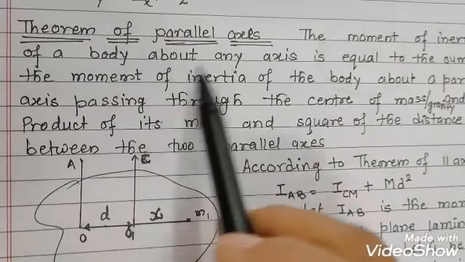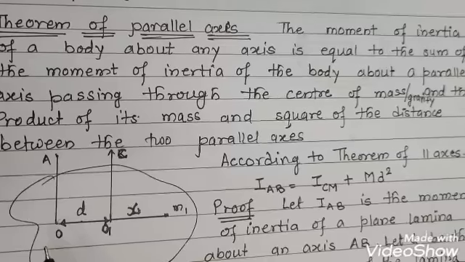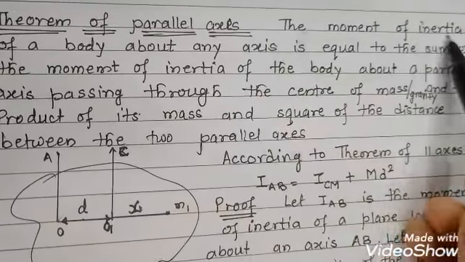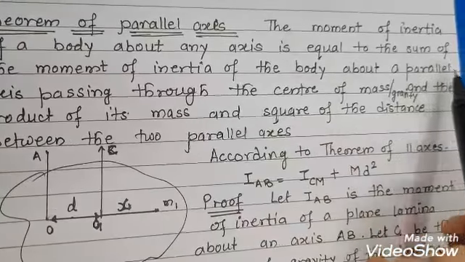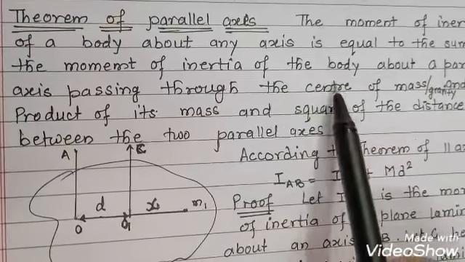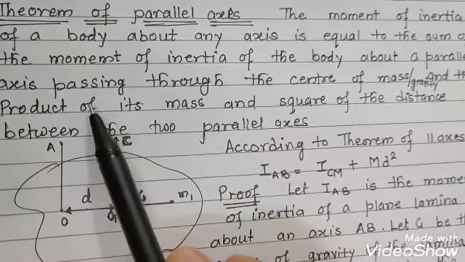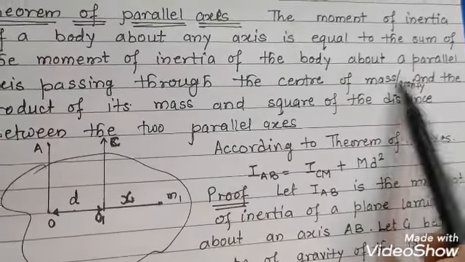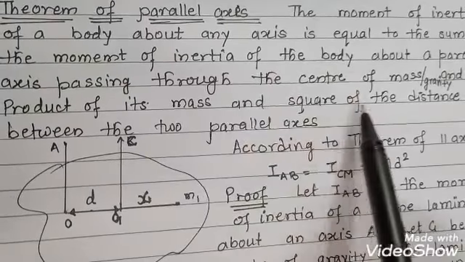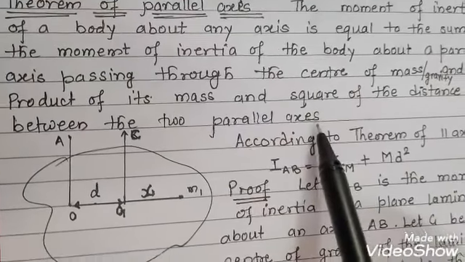Now, the theorem of parallel axis. We'll see the statement first. The moment of inertia of a body about any axis is equal to the sum of the moment of inertia of the body about a parallel axis passing through the center of mass or gravity, and the product of its mass and square of the distance between the two parallel axes.